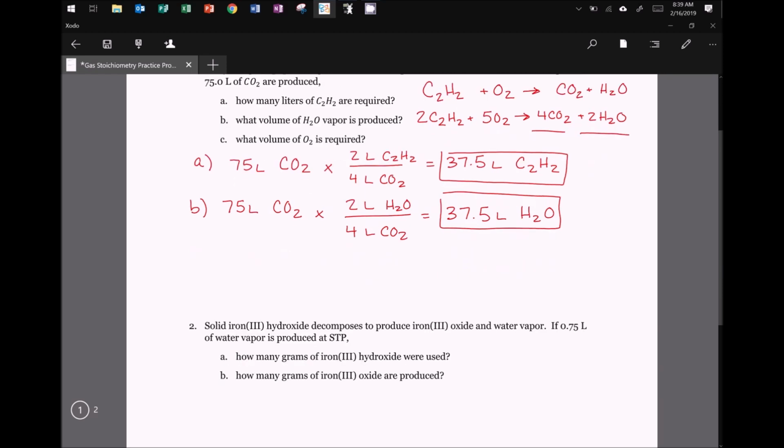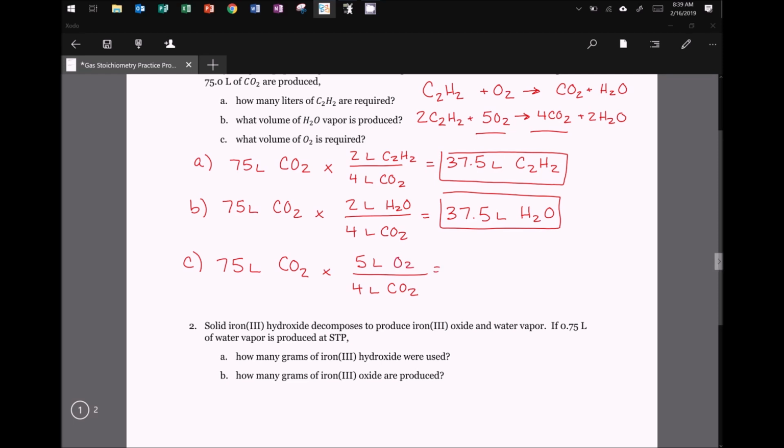Alright, on to part C. Saying what volume of O2 is required. So again, 75 liters of carbon dioxide. And I'll set up my fractions here. So for every 4 liters of carbon dioxide, we are looking at oxygen, so that's going to be 5 liters of O2.